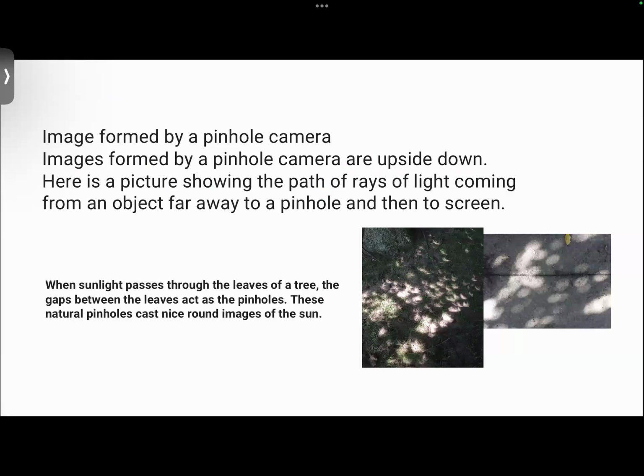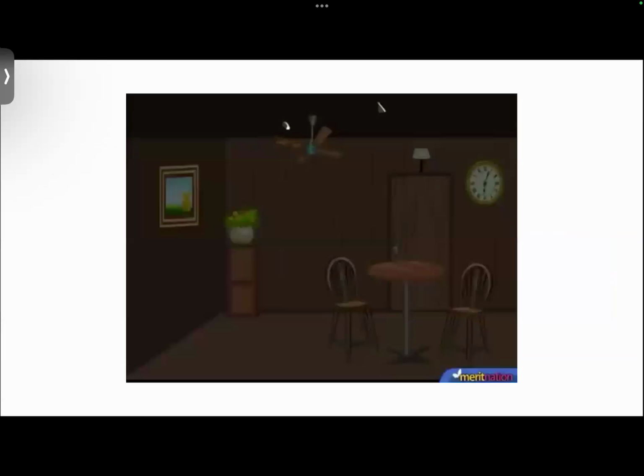just take a look at the video. By the way, you would have seen these little oval shaped lights visible on the pathway on the ground like this. Take a look at this video.